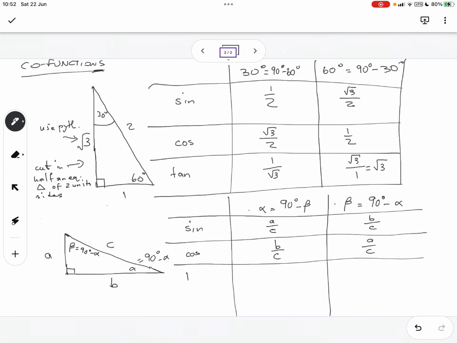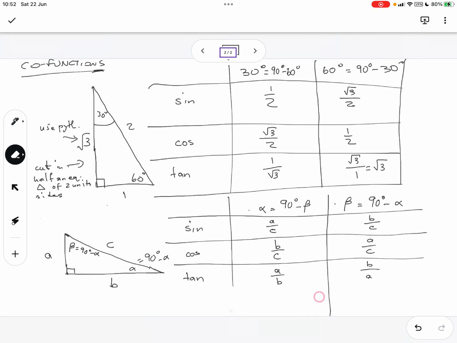And then lastly, if we take tan, for alpha, opposite is A, adjacent is B. So tan is opposite over adjacent, so it will simply be A over B. And for beta, opposite is B, adjacent is A. Then tan is opposite over adjacent, so it will be B over A.